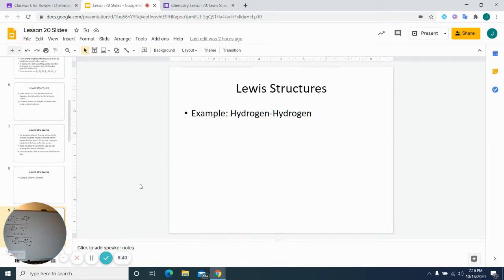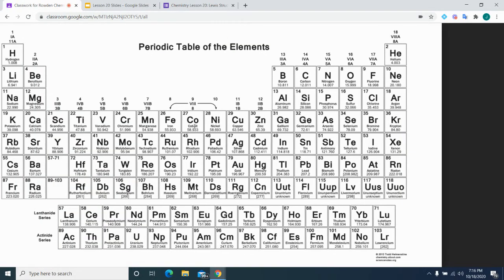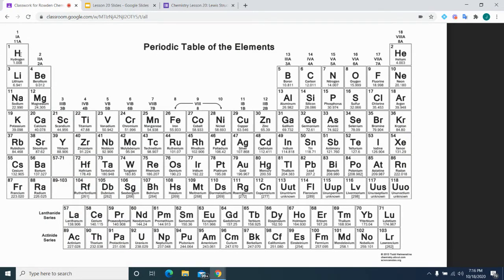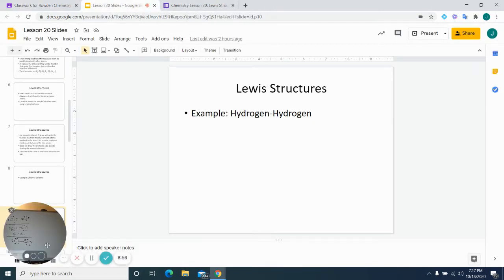Let's do hydrogen, hydrogen. Remember, hydrogen is over here. It's only going to have 1. But remember, hydrogen is one of our weird exceptions. It doesn't want to get up to 8 valence electrons. Remember the first 4: hydrogen, helium, lithium, beryllium. They're okay with only 2 valence electrons. So let's go ahead and do hydrogen, hydrogen.